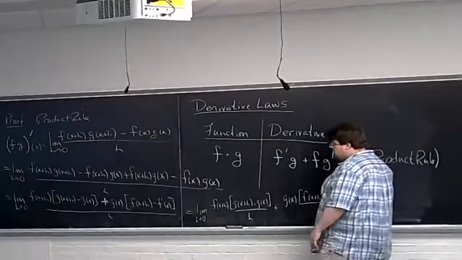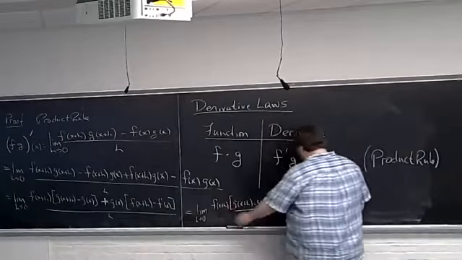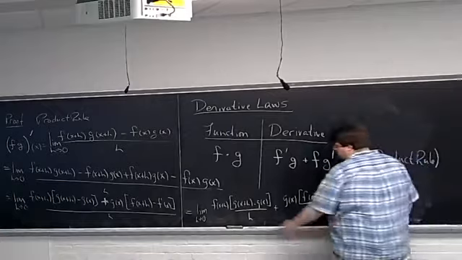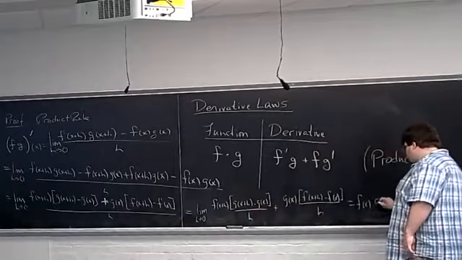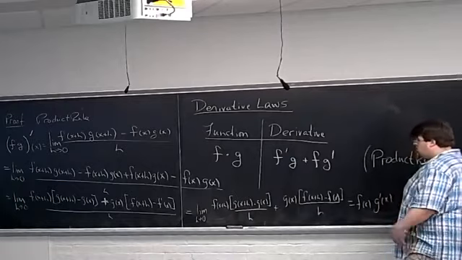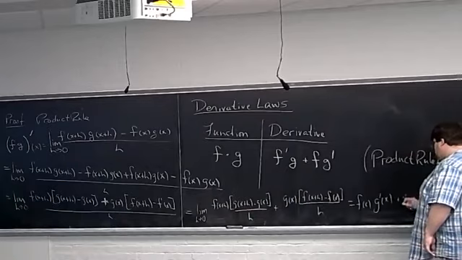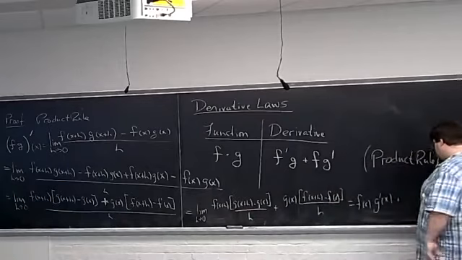And right here, we can then take limits. As h goes to 0, that goes to f of x. This here, that limit is the derivative of g. As h goes to 0, g of x doesn't change. This fractional quantity goes to f prime.